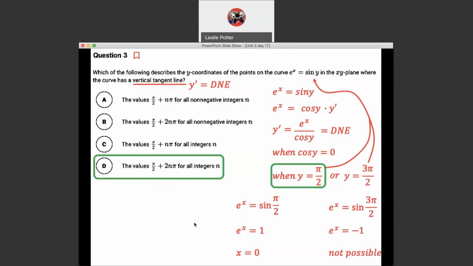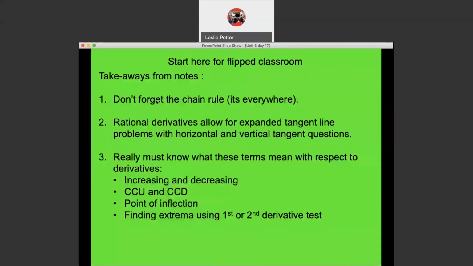So just a side note on questions 2 and 3, they're very tricky. The questions are definitely ones that require you to think and require you to really know those basic shapes of those functions. So keep that in mind. When we get back into the classroom, we'll review the takeaways for implicit differentiation in the context of Unit 5, and we'll work on some topic questions dealing with those topics.